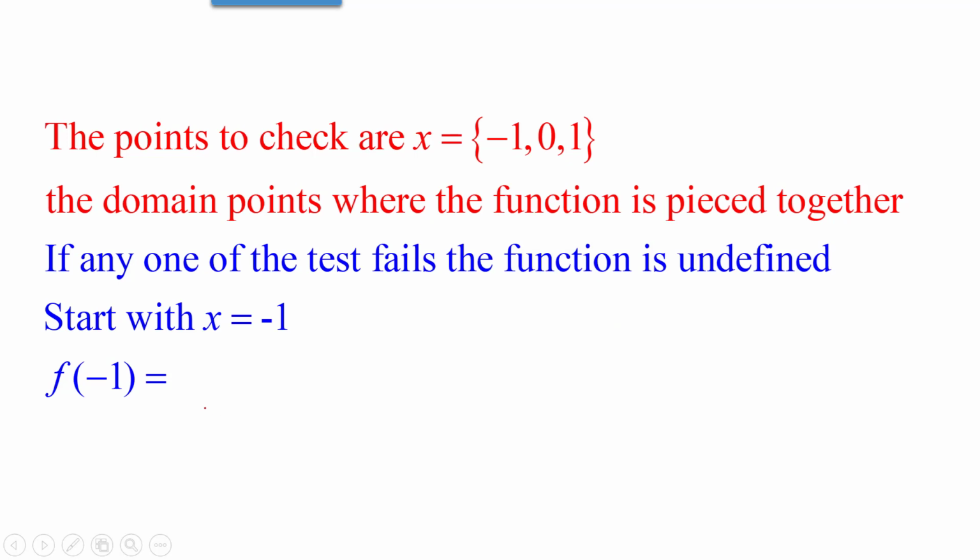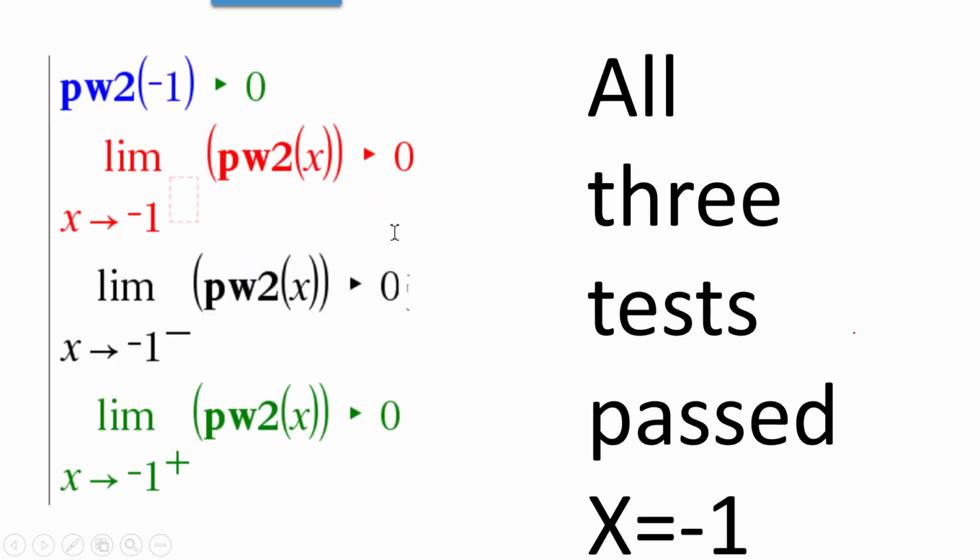So let's go and check each one of them. We'll start with -1. When I do -1, the function value is 0, the limit is 0, the lower limit is 0, and the upper limit is 0. All three tests pass, so the function is continuous at x equals -1. So that's a point of continuity.